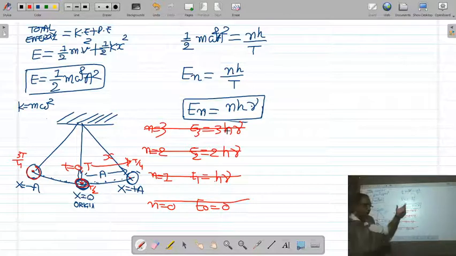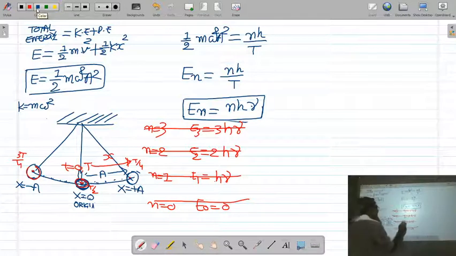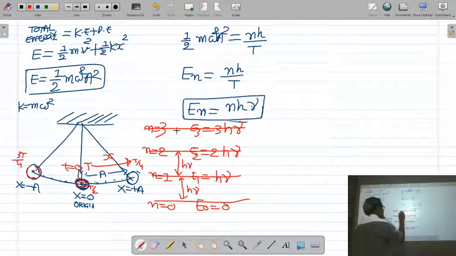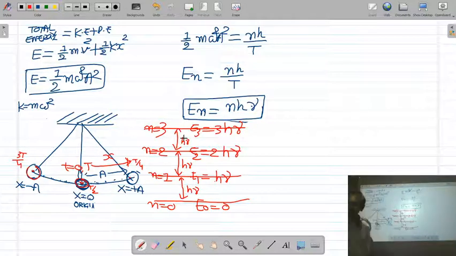Which important thing do you find from these energy levels? You can find that the energy level difference between two energy levels, h nu minus 0, will be h nu, 2h nu minus h nu will also be h nu, 3h nu minus 2h nu is also h nu. So what is your conclusion? The conclusion is that the simple harmonic oscillator has discrete energy levels which are equally spaced, having a constant spacing h nu between two energy levels. So write down the conclusion.